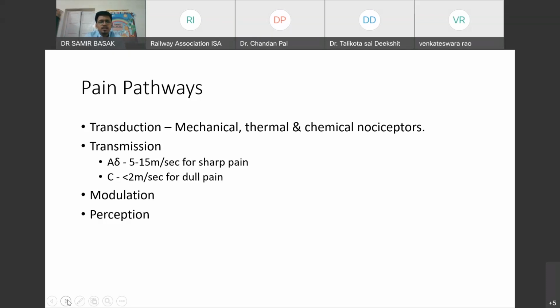So regarding transmission, A delta and C fiber both transmit the pain signal. A delta transmits specifically sharp pain at the speed of 5 to 15 meters per second, and C fiber transmits at less than 2 meters per second. This is for slow pain, dull pain, this type of pain.